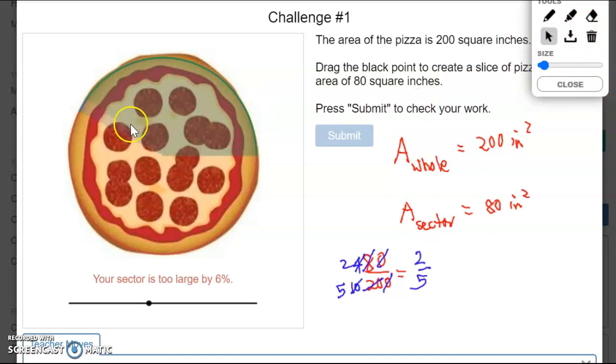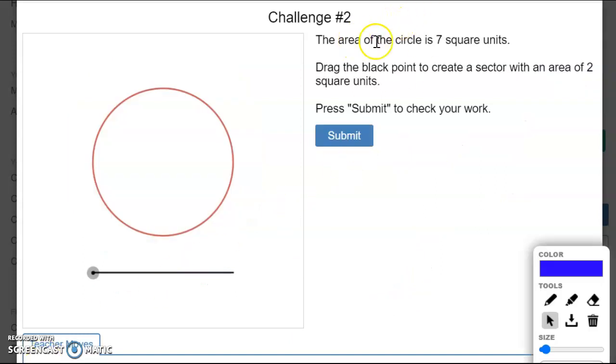What do you think? That's 2/5. And what I've put in is that, so my sector is too large by 6%. So I was eyeballing it, so that wasn't very accurate, was it? Okay, now this time the area of a circle is 7 square units. Drag the black points to create a sector of the area of 2 square units.